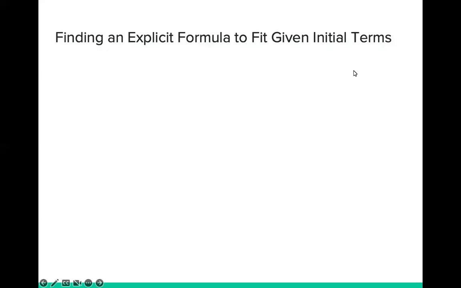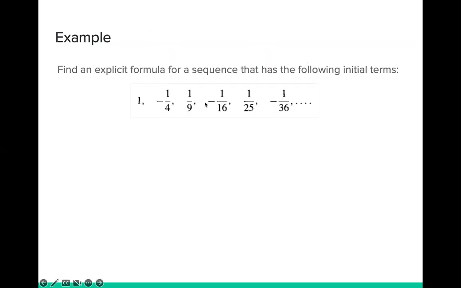So hello everyone, in this video we will try to find an explicit formula to fit given initial terms. Suppose we have the sequence 1, -1/4, 1/9, -1/16, 1/25, -1/36, and so on. So how can we find a formula that will generate this sequence? Compared to the previous discussions, where we generated a sequence from a formula, in this case, from the sequence, we will try to find a formula.